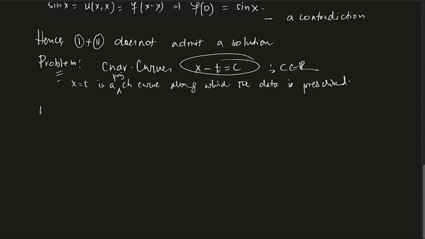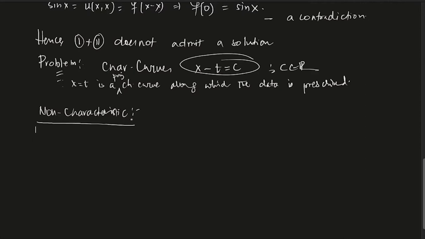So here comes a concept called a non-characteristic data curve. Okay, so you see the thing is this. What I meant by all of this is you cannot have data along any curve and expect the problem to have a solution. You understand? You need to have data on the curve gamma, and for the solution to exist, the curve gamma must be a very special curve.